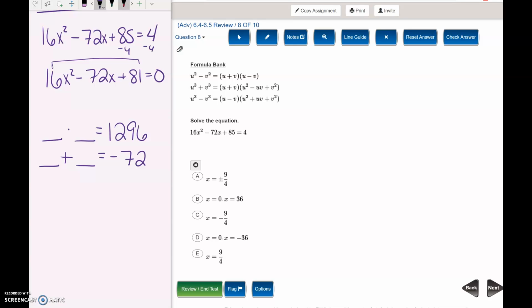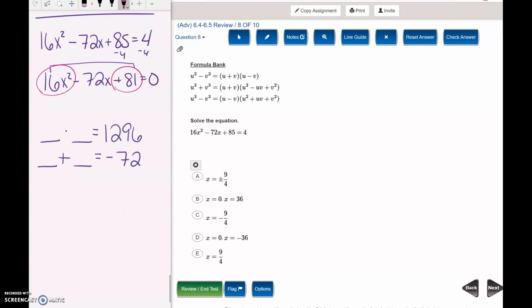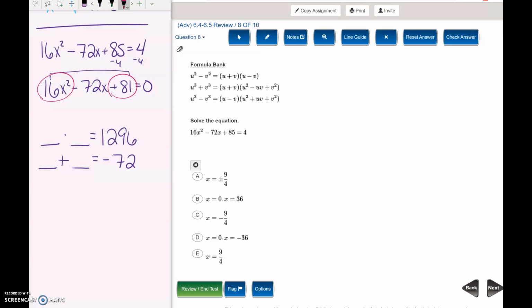When you notice that the first term and the last term are perfect squares, that's probably a hint that it's a perfect square trinomial. So I looked at what is the square root of 1,296. And the square root of 1,296 is 36. So 36 times 36 is 1,296. If I make both of those negative, negative 36 and negative 36 adds up to negative 72.